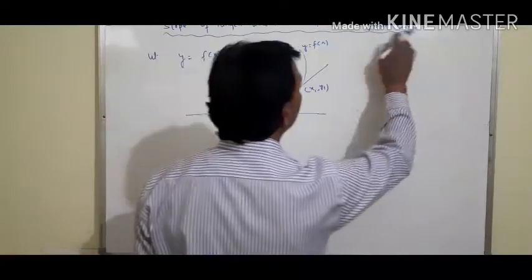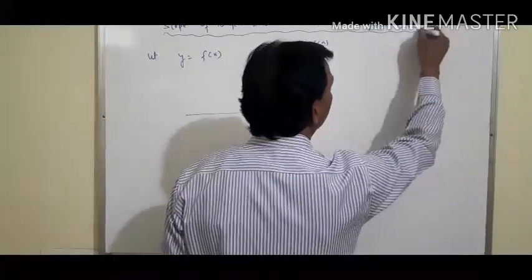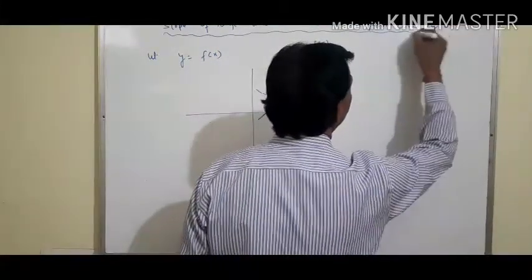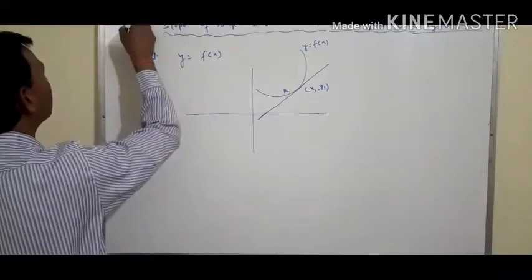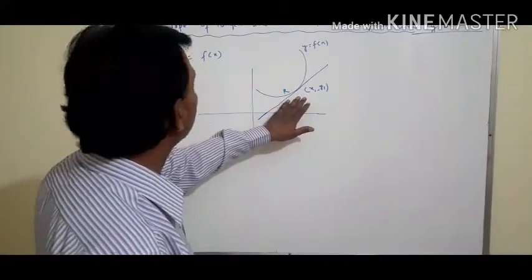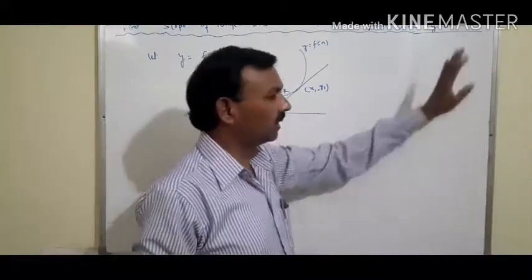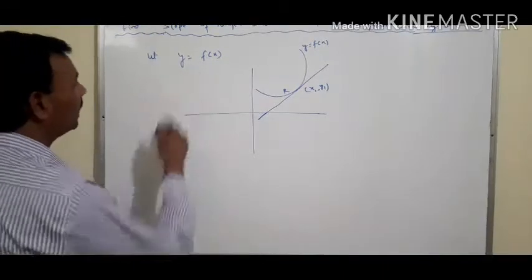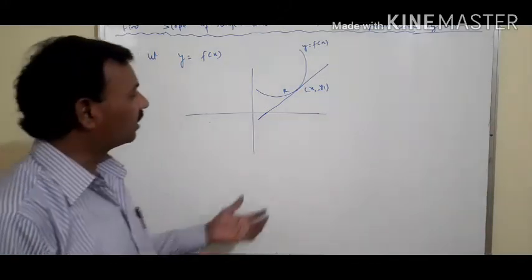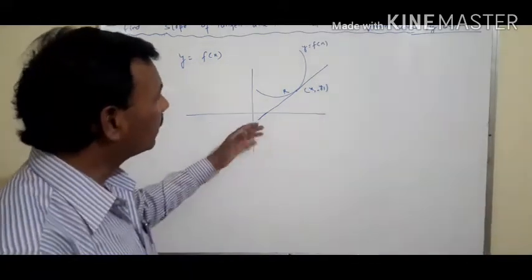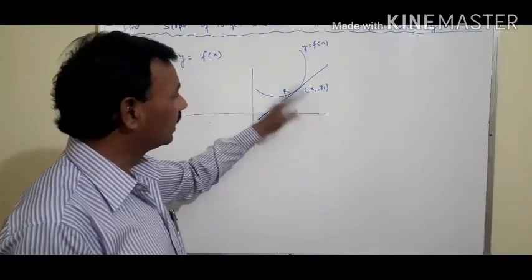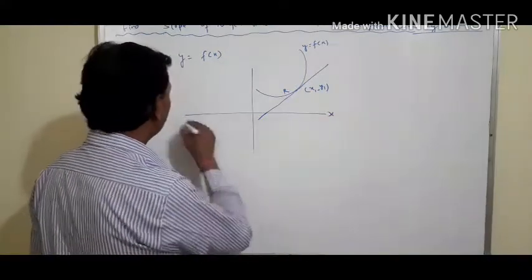So how do we find the slope of this tangent? By the derivative, using the derivative. Since y equal to f of x, and in the previous video we have already discussed what a tangent is. Tangent means a line which makes an angle with the x-axis in the anti-clockwise, that means in the positive direction.